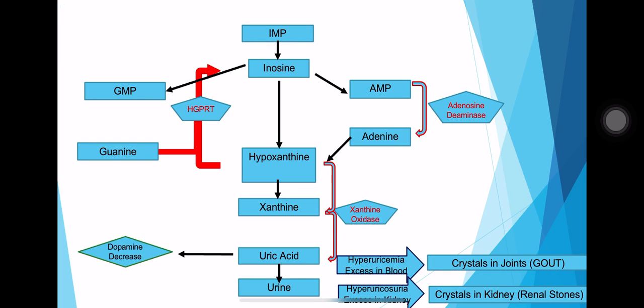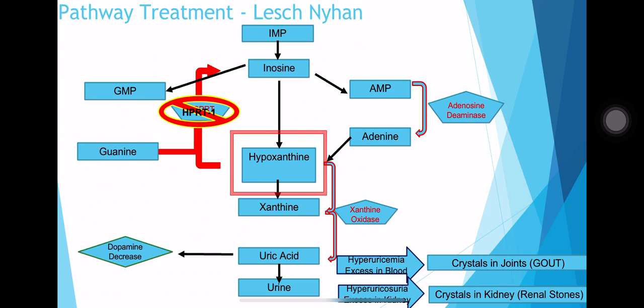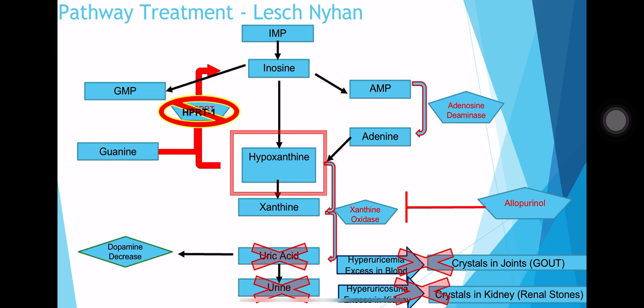So in Lesch-Nyhan syndrome, this HPRT enzyme is compromised. But how can we counter that? How can we treat that? We treat that with allopurinol, which blocks xanthine oxidase, which can prevent the hypoxanthine from turning into uric acid. The neurological and behavior issues like self-mutilation are alleviated with anxiety medication.